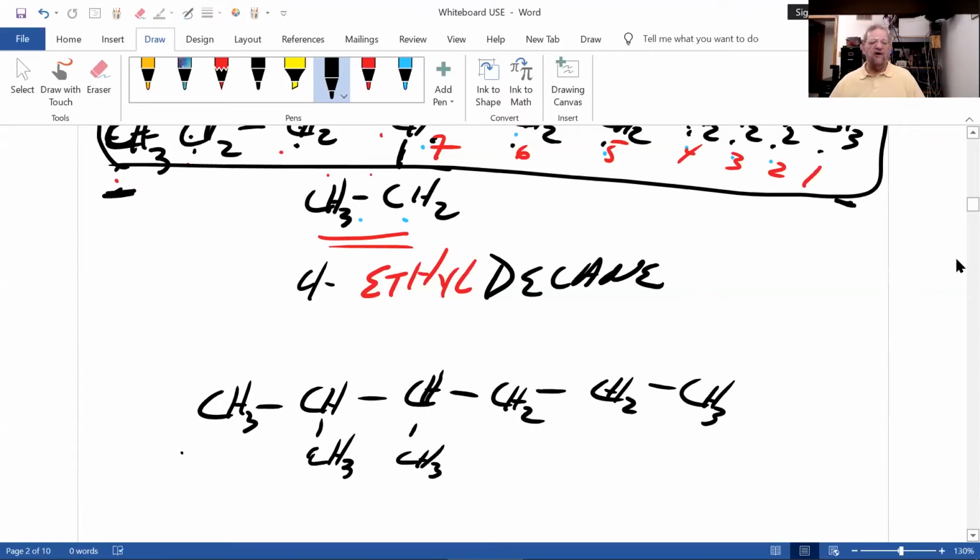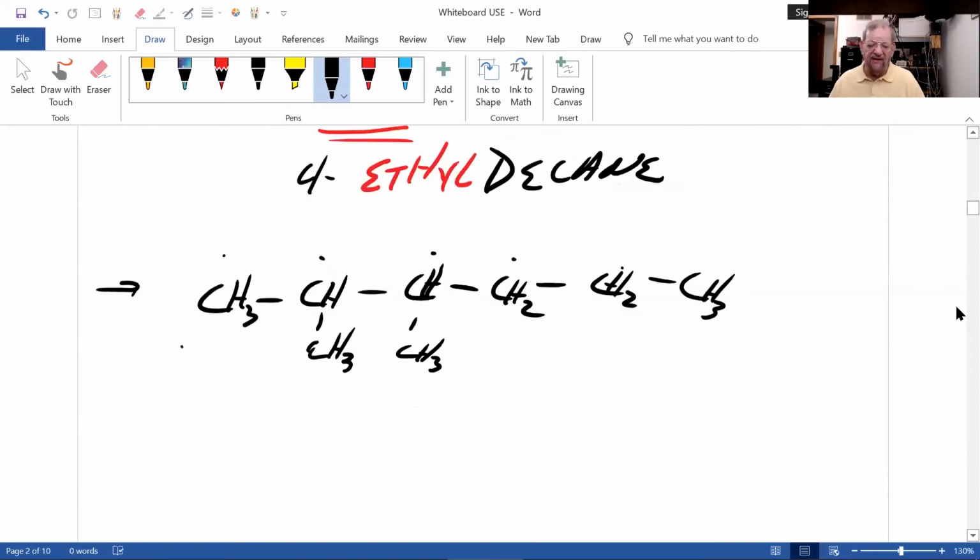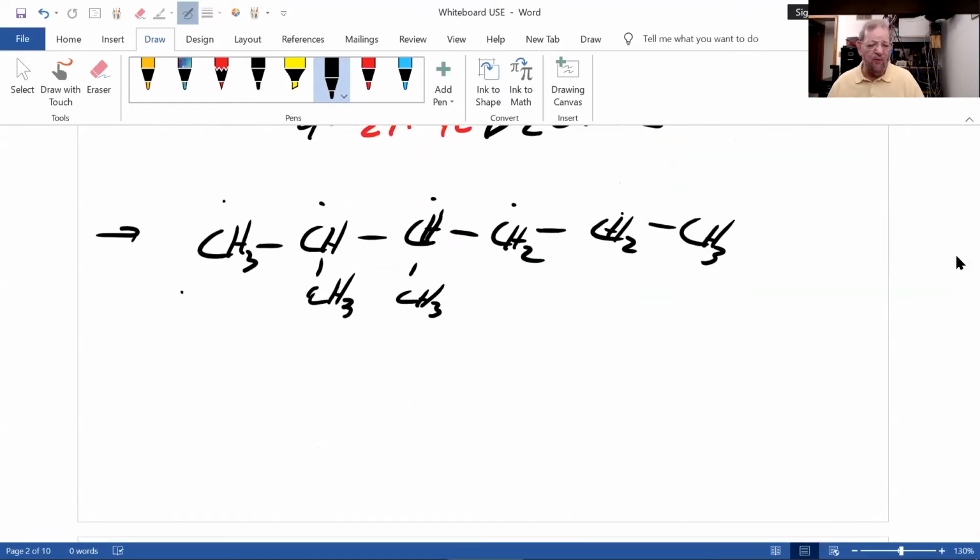Now, the question would be, what's the IUPAC name for this molecule? The first thing you have to do is find the longest chain. And for this case, 1, 2, 3, 4, 5, 6. And you could also count 1, 2, 3, 4, 5, 6. Counting from here either way will give you less. So 6 is hexane.